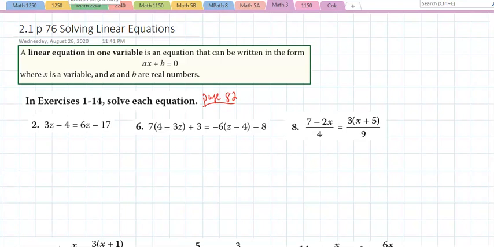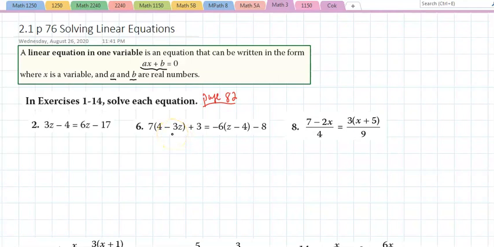Okay, section 2.1 is on page 76, solving linear equations. A linear equation in one variable is an equation that looks like this, where that letter A and that letter B represent real numbers. They could be any number.